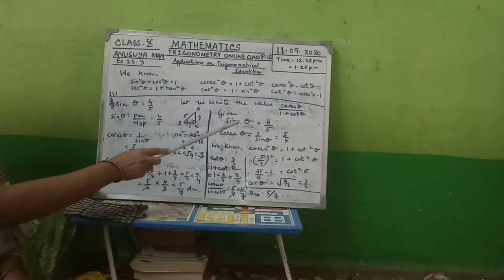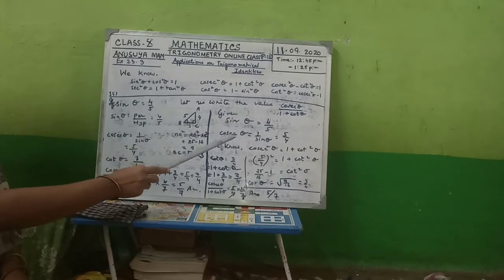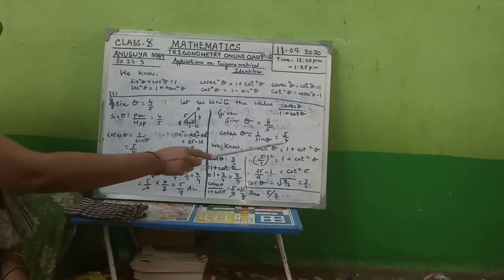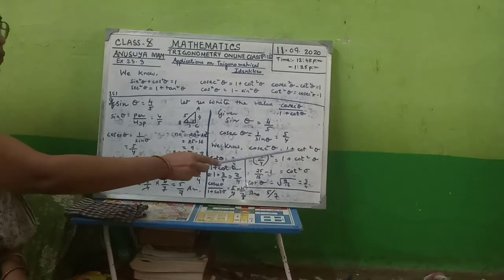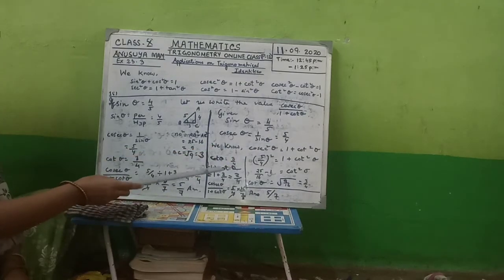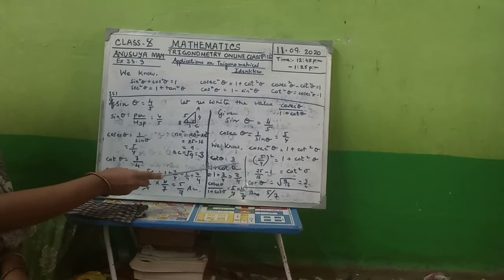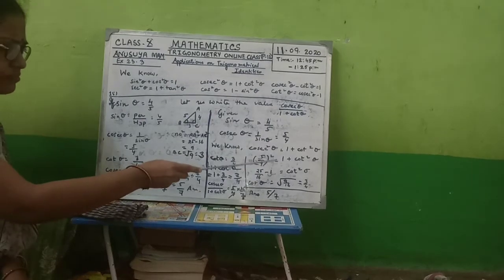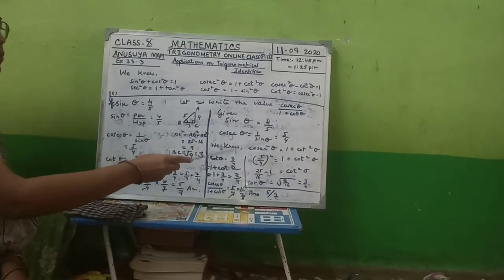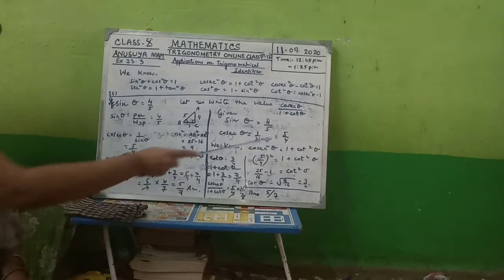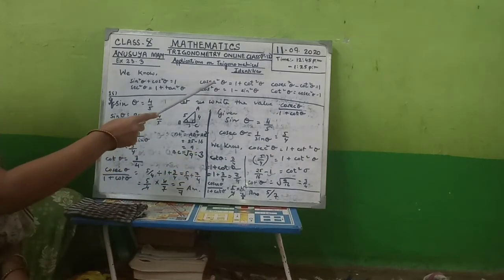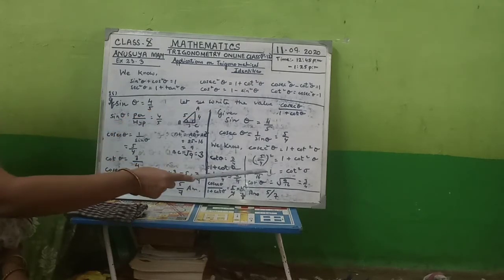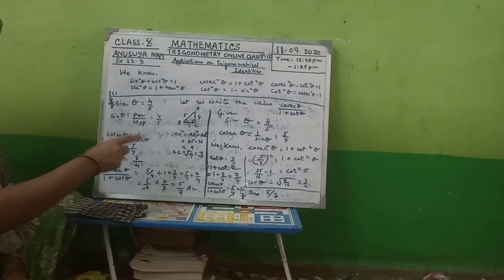Another method is, given sin theta is 4 by 5. Cosec theta is 1 by sin theta, that is 5 by 4. We know cosec square theta is equal to 1 plus cot square theta. Cosec theta is just the reciprocal of sin theta, that is 5 by 4. We will apply this formula: cosec square theta is 1 plus cot square theta.